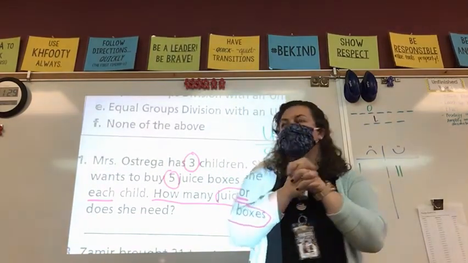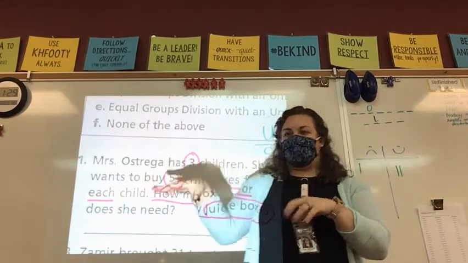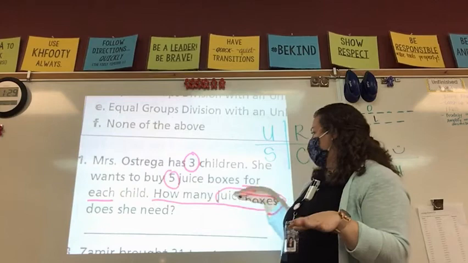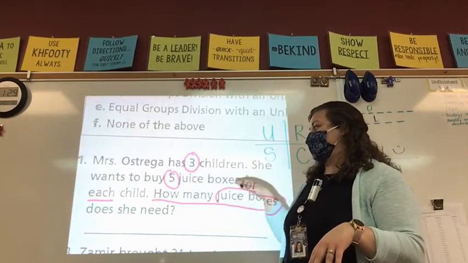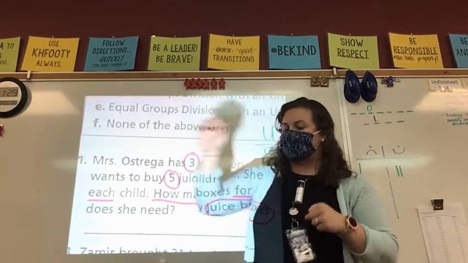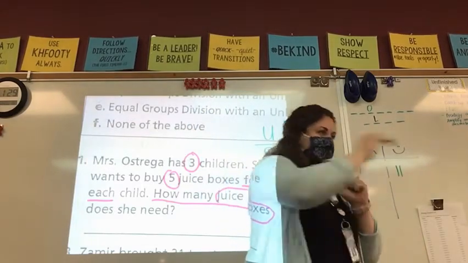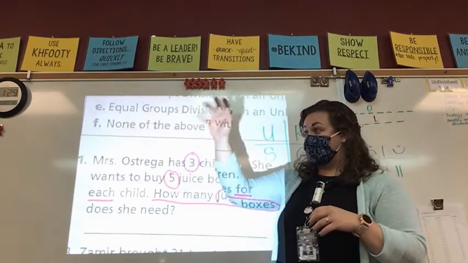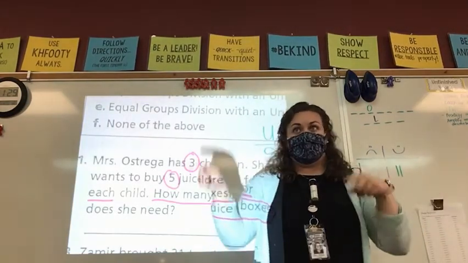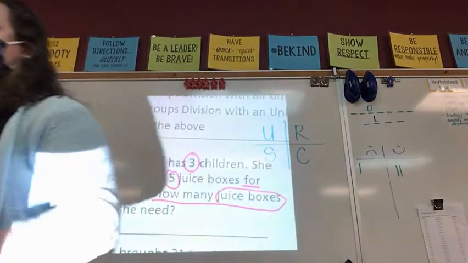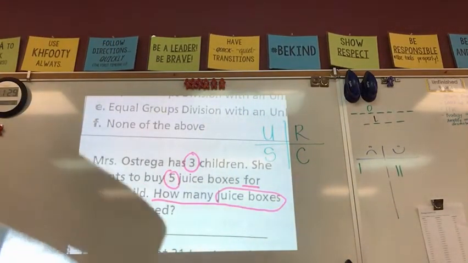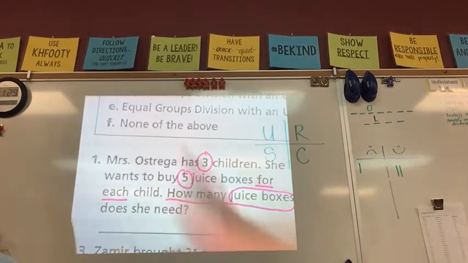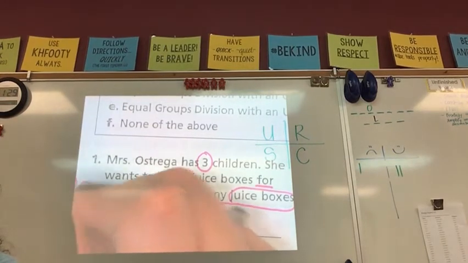So, she's got 3 children. It's like 3 of them. And each one is going to get 5 juice boxes, 5 for each. So I'm thinking kid 1 gets 5, kid 2 gets 5, kid 3 gets 5. What type of drawing would that be? That looks like I got a 5, a 5, and a 5. I might put circles around those to make, everybody? Equal groups. So in my little tiny space over here on the side, I'm going to put 1, 2, 3 groups of 5.